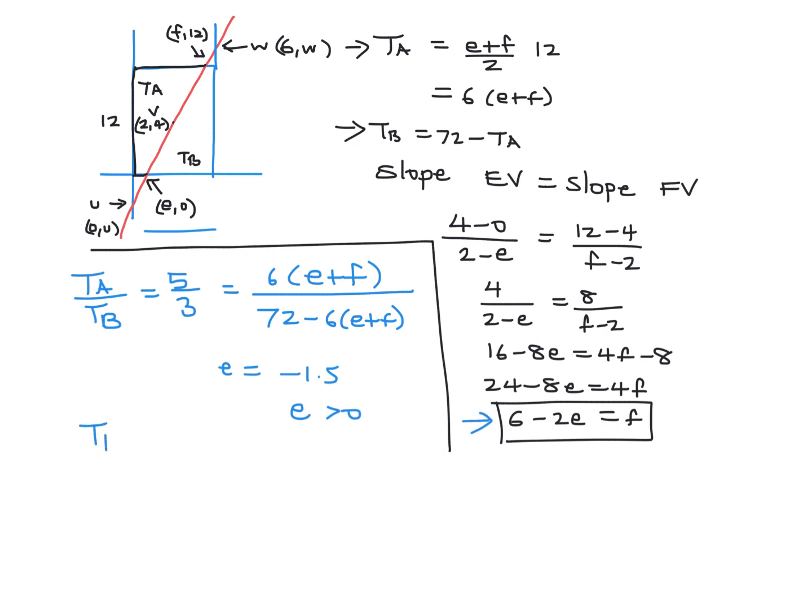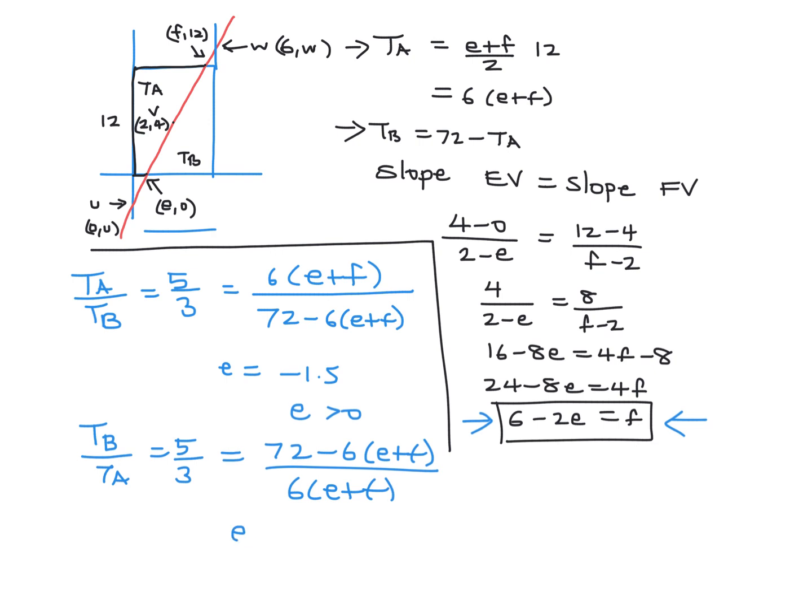What you do is you do the reverse. You say, okay, maybe this ratio is 5 to 3, which is TB over TA. You see what I mean? So then you just do the reverse, or whatever, reciprocal, I guess. Yeah, and then again, you substitute in that guy and you solve. And when you solve for that, you get E equal to positive 1.5. So that works because E is indeed greater than 0. So this is the solution.